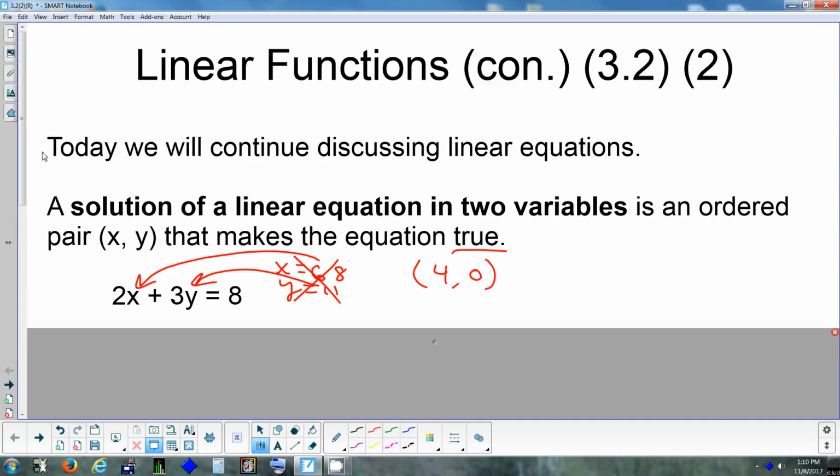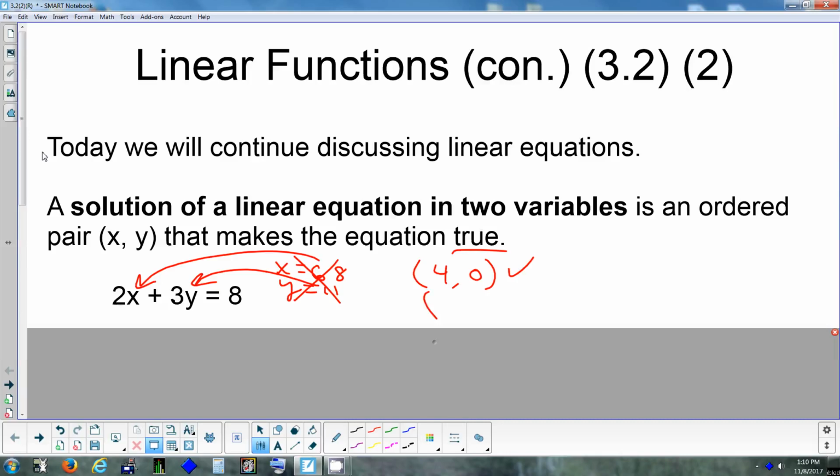If you plug in 4 for x, what's 2 times 4? 8. 8 plus what's 3 times 0? 0. And then 8 plus 0? 8. So that point is one coordinate that makes it true.